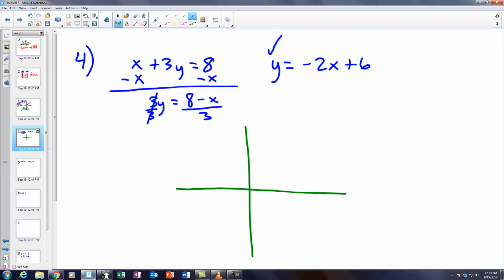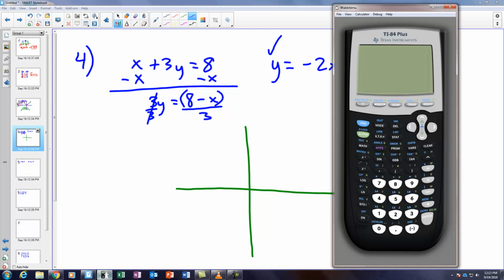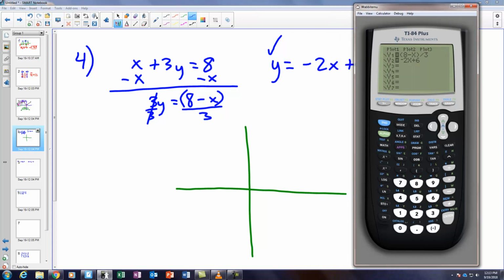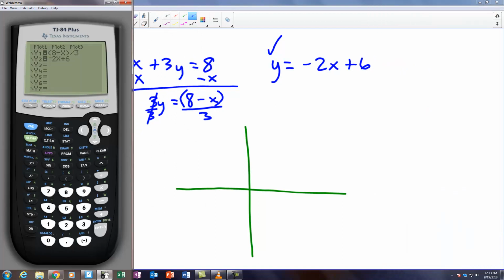Personally, because I know I'm going to throw this in a calculator, I prefer to just write it like this with parentheses around the 8 minus x. Y is alone, so it can go into the calculator. So let's grab our calculator and turn it on. I'm going to go to y equals, and there I have 8 minus x divided by 3. And my second equation is the negative 2x plus 6.